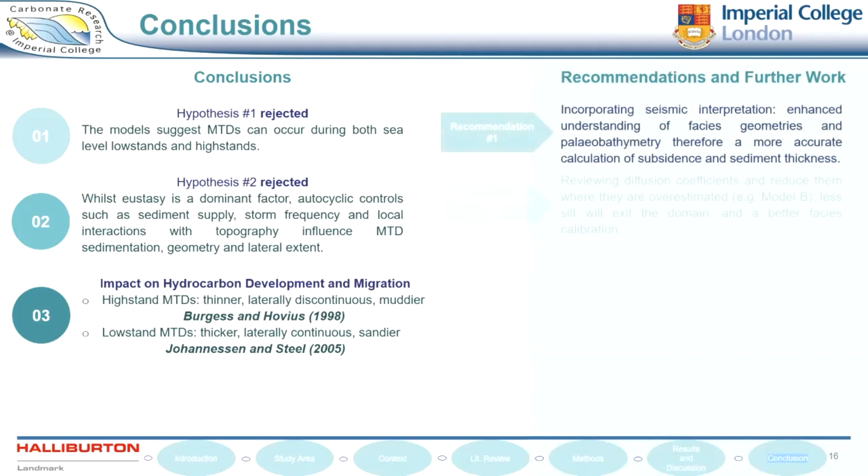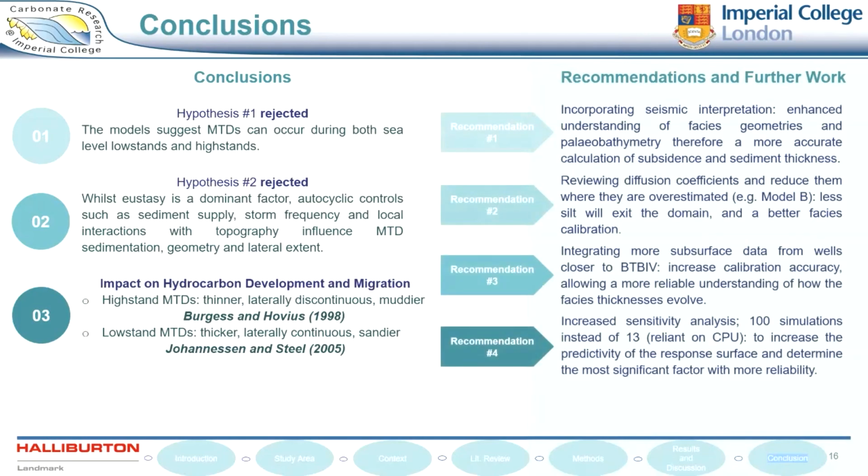The recommendations and further work. We have 4 recommendations. So firstly, I would incorporate more seismic interpretation, which allows enhanced understanding of facies geometries and therefore a paleobathymetry to be further constrained. I would reduce the diffusion coefficients, therefore allowing more silt to remain in the model. Thirdly, I would integrate more subsurface data from the wells close to Basin 4. This would increase the calibration and accuracy of both the facies and the thicknesses, therefore allowing more reliable understanding of the evolution of the facies.